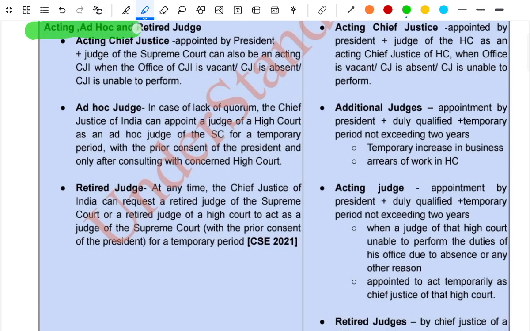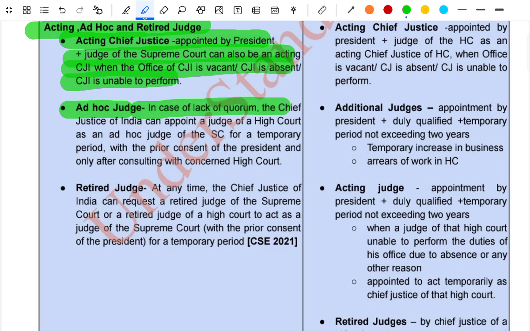Acting, ad hoc and retired judges. The acting Chief Justice is a judge of the Supreme Court appointed by the President as acting CJI when the office of the CJI is vacant, or the CJI is absent or unable to perform. Ad hoc judges: in case of lack of quorum, the Chief Justice of India can appoint a judge of the High Court as an ad hoc judge of the Supreme Court for a temporary period, with the prior consent of the President and only after consulting the concerned High Court.